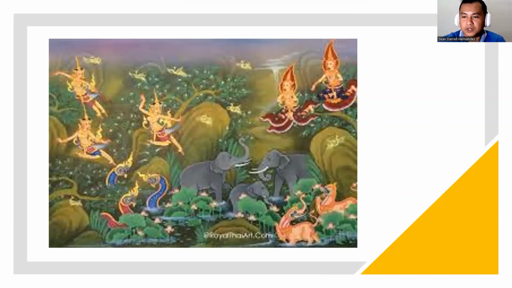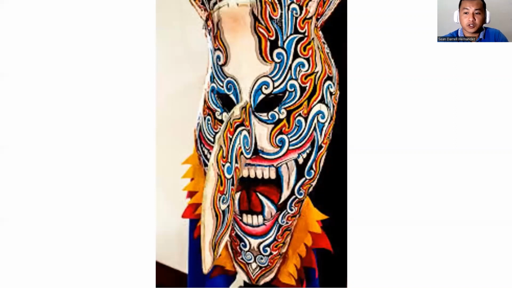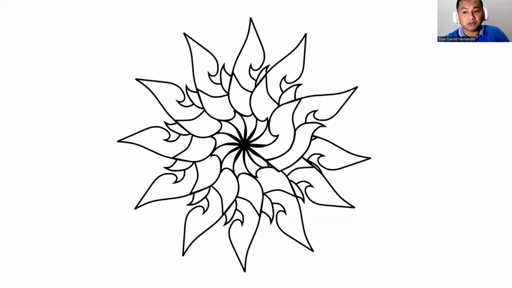For the last element of art, clearly there's a sense of pattern. It's connected to what lines they use and what shapes they use, and it follows either a wave pattern or a certain flow. For example, if you're going to look at the mask, it starts from the nose and then it spreads around the face, or it can also follow a circular pattern.